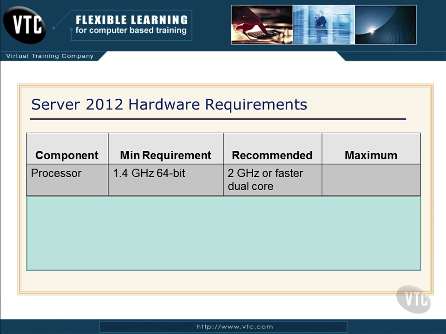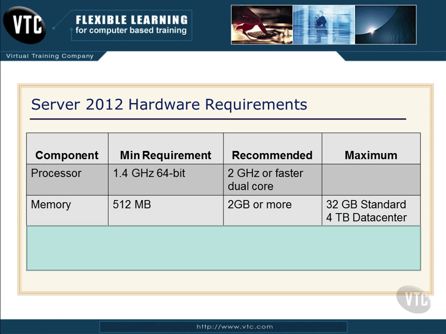Microsoft recommends a 2 gigahertz or faster CPU, and they also recommend dual core, or more cores, okay? So dual being the least is what they're recommending.